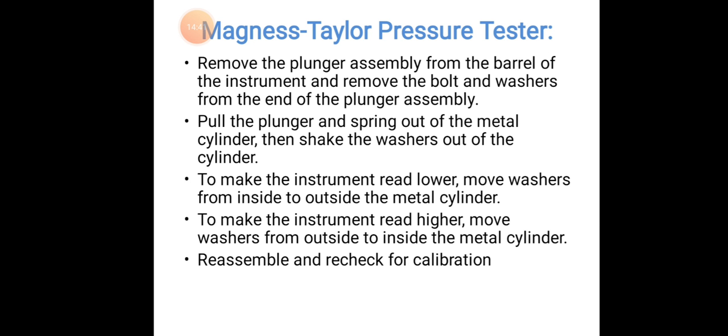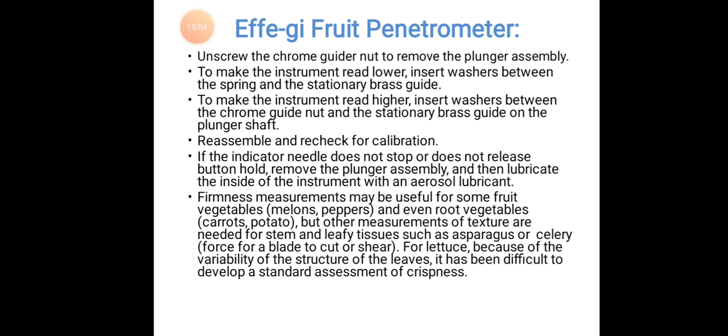Pull the plunger and spring out of the metal cylinder, then shake the washers out of the cylinder. To make the instrument read lower, move washers from inside to outside the metal cylinder. To make the instrument read higher, move washers from outside to inside the metal cylinder. Reassemble and recheck the calibration.